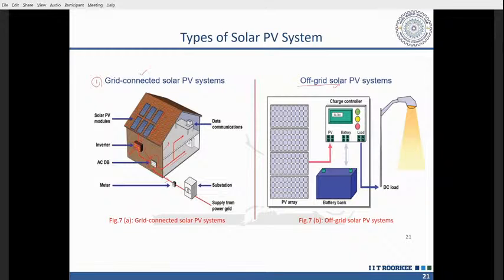This is known as a grid connected PV system. Why is it grid connected? Because I'm supplying some useful power inside my home, and some power I am supplying to the nearby substation. Therefore it is a grid connected system.